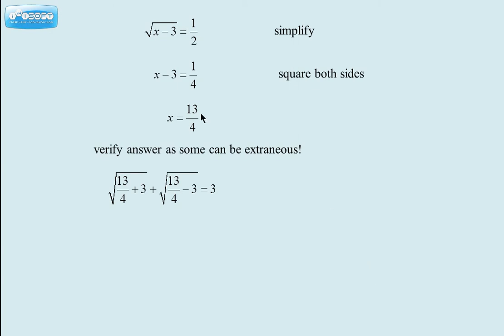Substituting our result, 13/4, into both radicals, we obtain the following. We simplify. You see that 13/4 does satisfy the equation, and thus it is a solution.